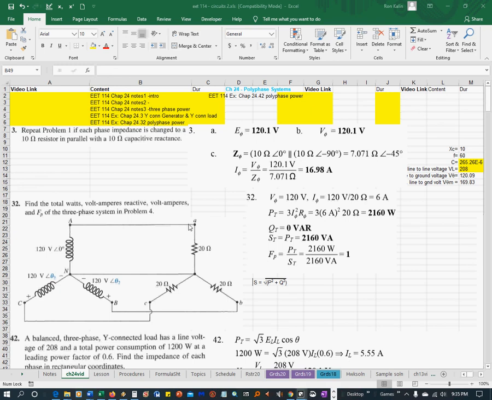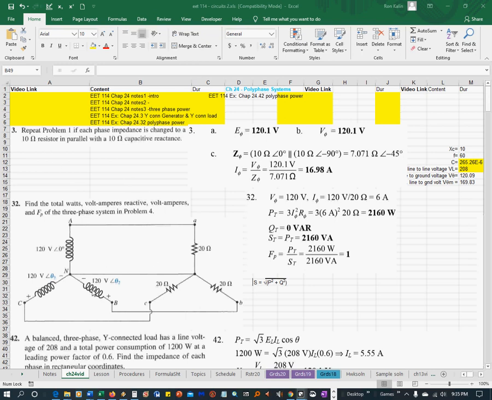AET 114, Chapter 24, Problem 3. It says repeat problem 1 if each phase impedance is changed to a 10 ohm resistor in parallel with a 10 ohm capacitive reactance. So the circuit basically looks like this.